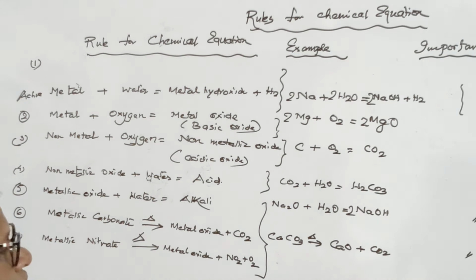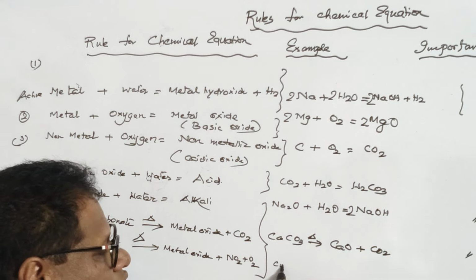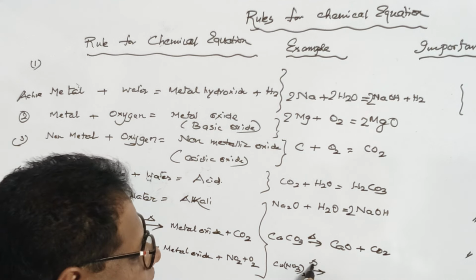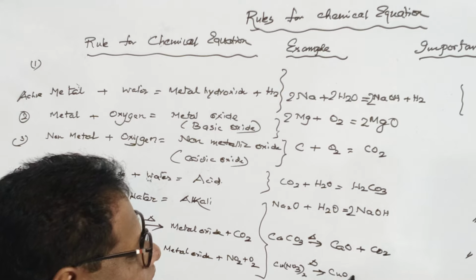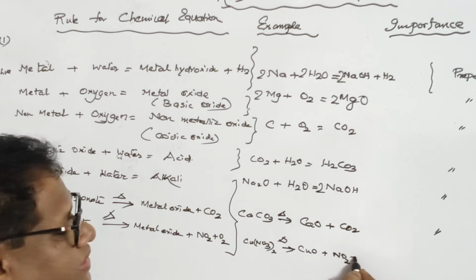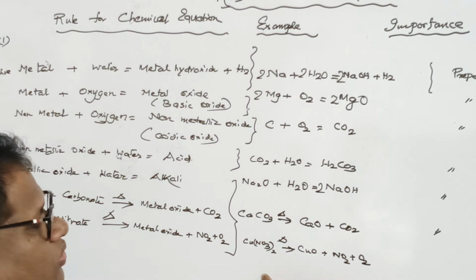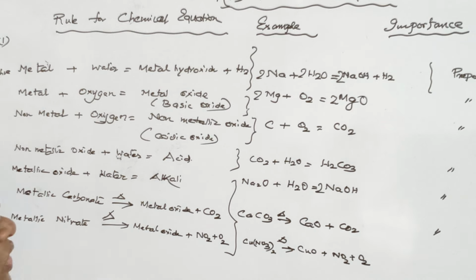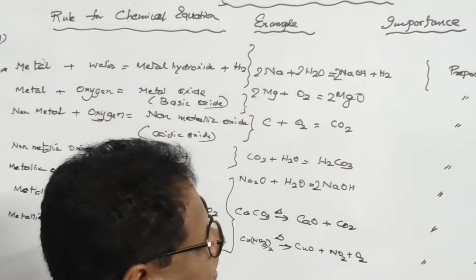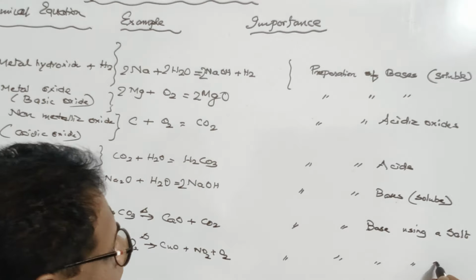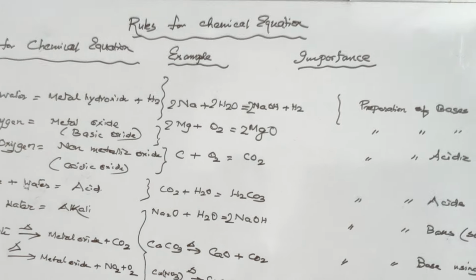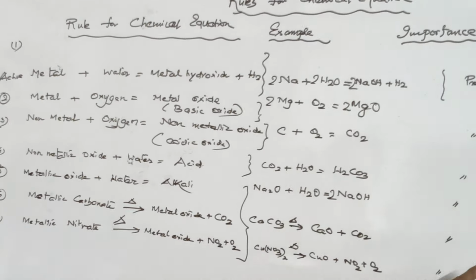Let us give an example. If you take copper nitrate and heat it, you get copper oxide plus nitrogen dioxide, that is the reddish brown fumes, plus colorless gas oxygen. Now the importance of this reaction is that you are preparing again a base using a salt. So this is one significance, preparation of a base using a salt. The salt could be carbonate or a nitrate. Now that depends upon the question given, okay.